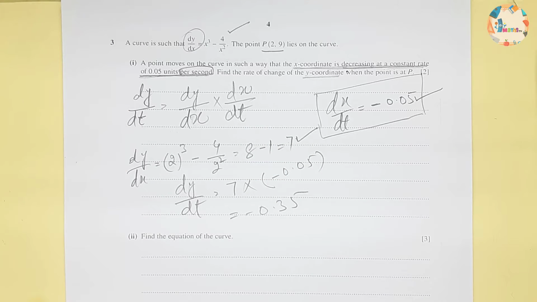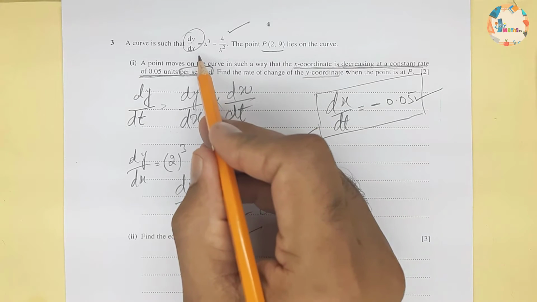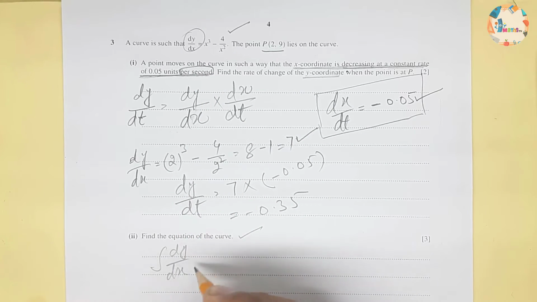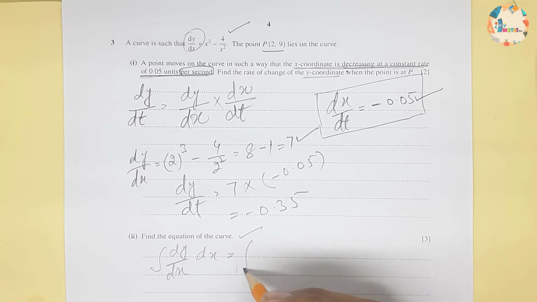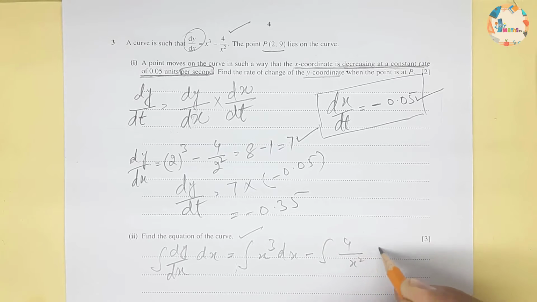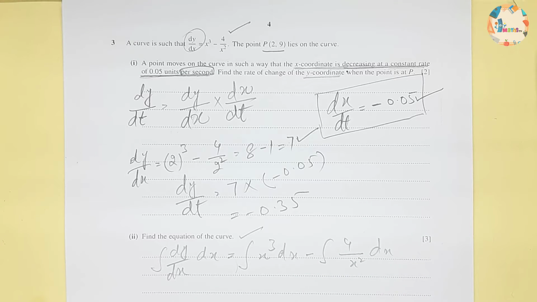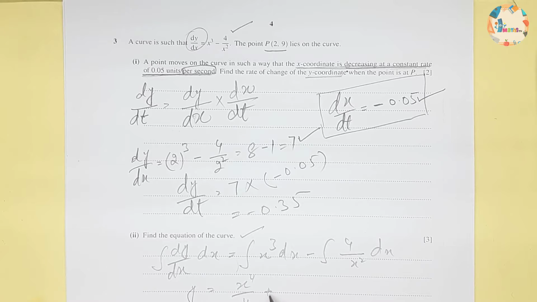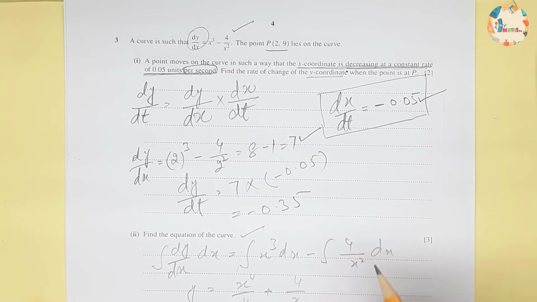Now for the second part, find the equation of the curve. The equation of the curve is required. dy by dx is provided, and we can integrate this dy by dx. So the integral of dy over dx with respect to x will be equal to the integral of x cube dx minus the integral of 4 over x squared dx. So this will be the integration, and the integral of this one will be y. y is equal to x to the 4 divided by 4, plus 4 over x, because of the integral of this one, plus c.